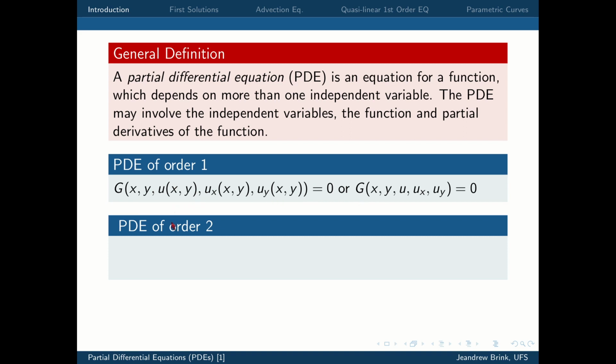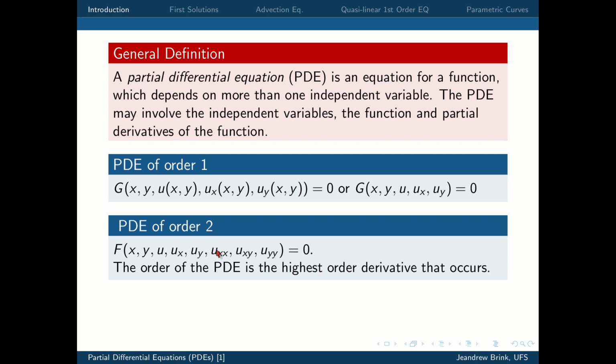Okay, a PDE of order 2, we often write like this: simply a function of x and y, u, its first derivatives, and all the possible second derivatives, and that must be 0. So this is just the formal definition, and generally the order of the PDE is the highest order derivative that occurs in the problem. So, for example, for the minimal surface, the order is 2. That equation with the Laplace squared, the order would be 4.